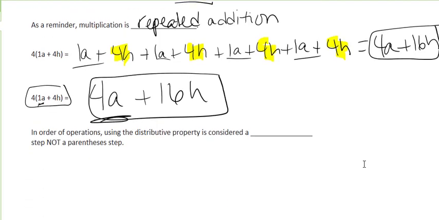So, in order of operations, using distributive property is considered a multiplication step, and not a parentheses step. So let's work through another example together.